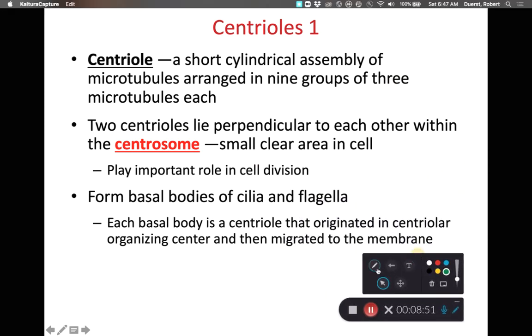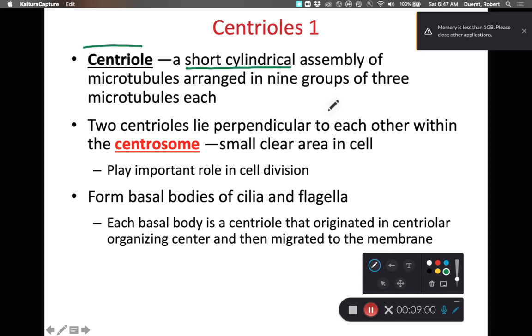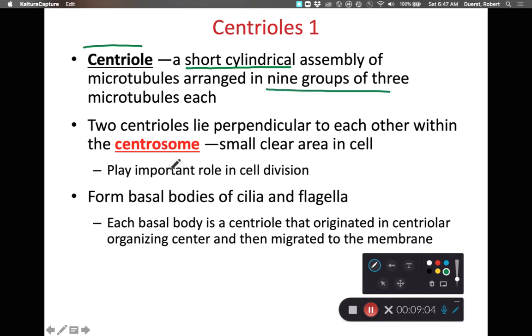We also have centrioles within our cells. And when we think of a centriole, it's going to refer to one short cylinder of microtubules. And there's going to be 9 groups of 3 microtubules within each centriole. If you take 2 centrioles, make them perpendicular to each other, and put them next to each other, then you have a centrosome. And the centrosome is an area within the cell that is going to be producing the cytoskeleton and play a very important role for cell division.